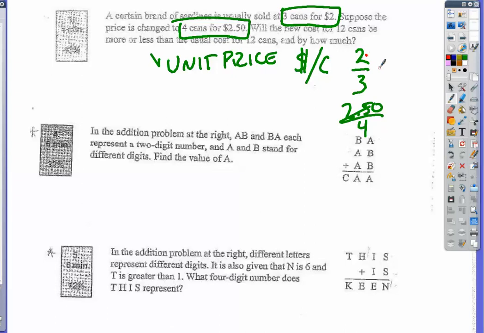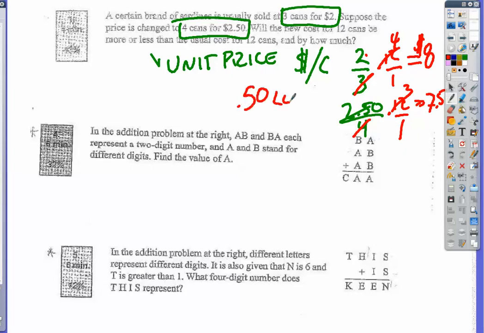So we're going to have 12 cans. So let's multiply it out. So let's cross reduce. 3 goes into 12 4 times. So under the old scheme, it's going to be $8. Under the new scheme, 4 goes into 12 3 times. In the new scheme, it's $7.50. You'll note that $7.50 is 50 cents less.